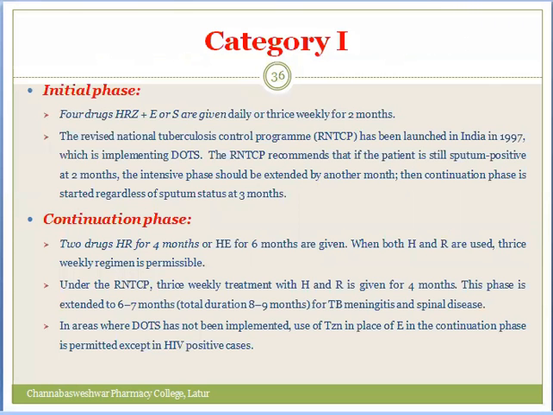Then look at the treatment for category 1 patients. It is divided into 2 phases, the initial intensive phase and the continuation phase. During the initial intensive phase, a category 1 patient is treated with 4 drugs: isoniazid, rifampicin, pyrazinamide, and ethambutol or streptomycin. These 4 drugs are given daily or thrice weekly for 2 months.